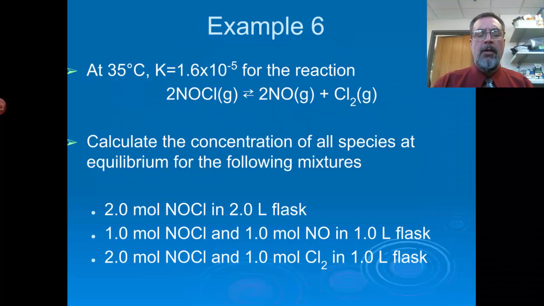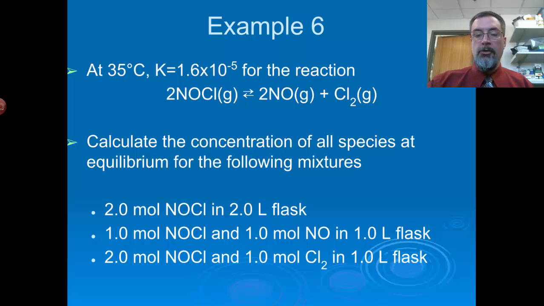Okay, here's the example. Now, there are 3 problems here. I'm going to do the first one. You can try the other 2 on your own. Okay, so we have a K value for this reaction, NaCl going to NO and Cl2. And we have some initial concentrations to start with here. We're going to figure out the equilibrium concentrations for the mixtures that are given. And I'm going to do the first one for you, which is 2 moles of NaCl in a 2-liter flask. 2 moles in 2 liters.